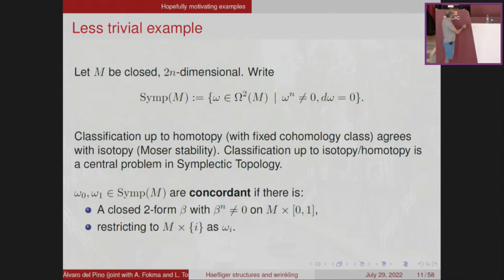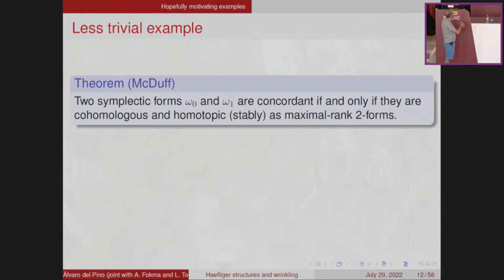Okay, so what is the answer to the question, what are symplectic structures up to concordance? The answer was given by McDuff in the 80s, and she used convex integration. This is an h-principle argument, a scheme devised by Gromov. The theorem that she proved says the following: if I have two symplectic forms in the same manifold, then they are concordant if and only if they're cohomologous, and they are homotopic stably as maximal rank 2-forms.